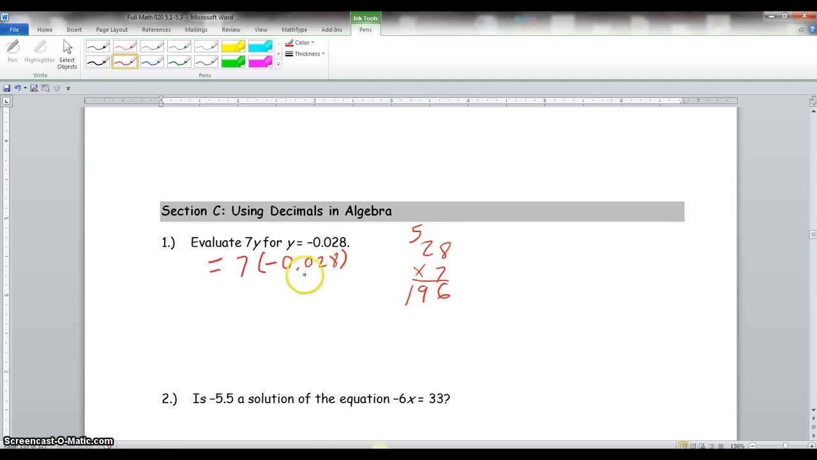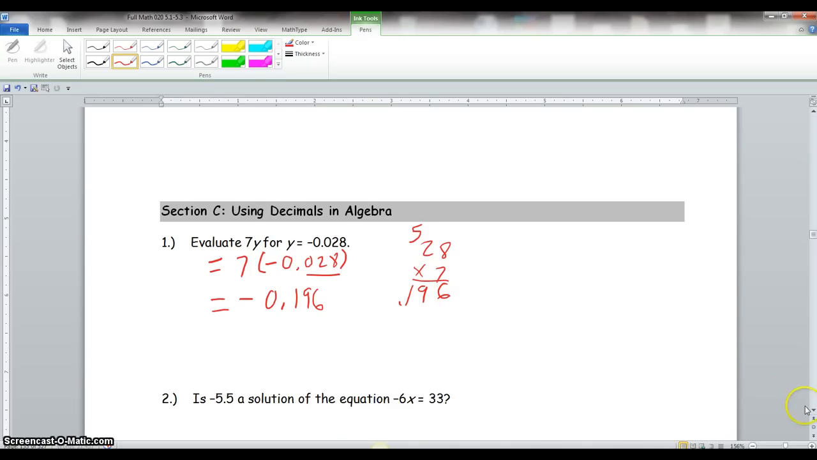Now we count how many digits we have behind the decimal. We had 3 digits behind the decimal. So our final answer would be first negative, and then it would be 0.196, because we have to have 3 digits behind the decimal, and since our answer here was 3 digits, we would just put a decimal here.